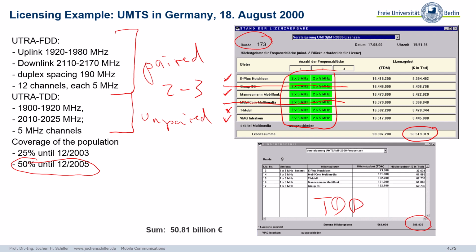2000, so 20 years ago. Then the remaining part of the licenses were then licensed in the upcoming years. But that was the story about this extreme licensing. And today, looking at LTE, for example, all the companies try to avoid these extreme prices they had for this UMTS licensing.